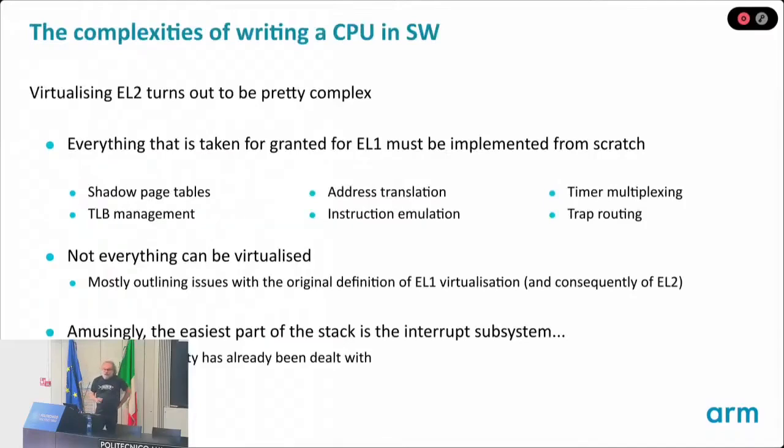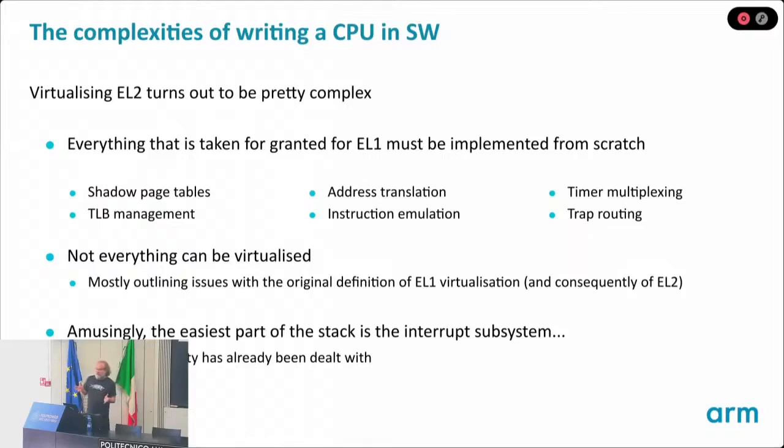But that means that to do that, we need to virtualize all these goodies that EL1 virtualization gave us. And that's basically writing a CPU in software. It's not exactly simple. I started that, I thought, yeah, it's going to be easy. Not at all. So everything that we take for granted when virtualizing EL1, well, we have to implement it in software. So we have shadow page tables. We have to do all kind of TLB management. We have to implement page table walkers to do address translation. We have to emulate some instructions. Timers must be multiplexed. And the trap routing is quite complicated.